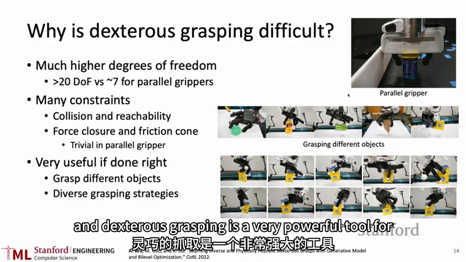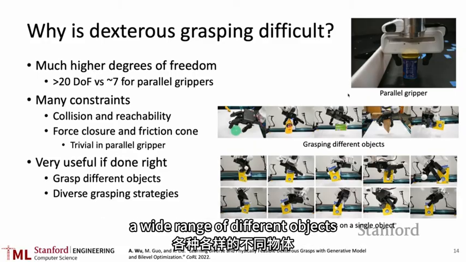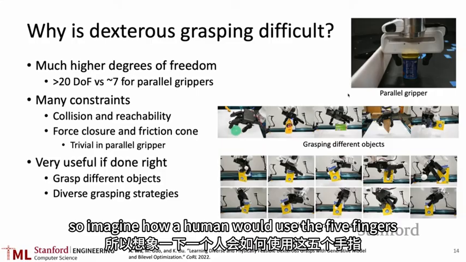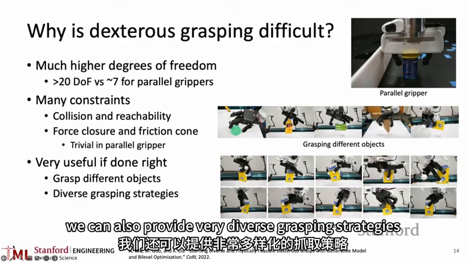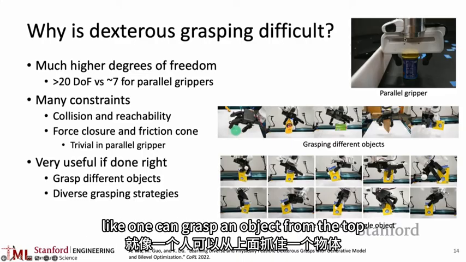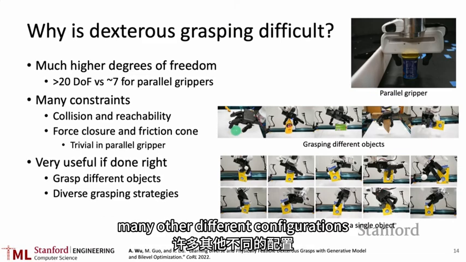And dexterous grasping is a very powerful tool for grasping objects, because if we do it right, we can grab a wide range of different objects. Imagine how a human would use five fingers to pick up things in the real world. We can also provide very diverse grasping strategies, like say one can grasp an object from the top, from the side, and from many other different configurations.